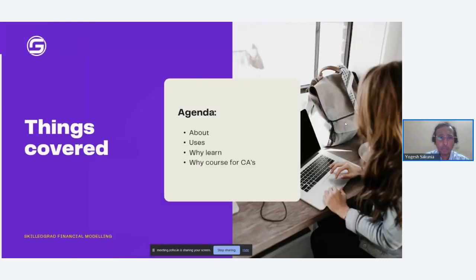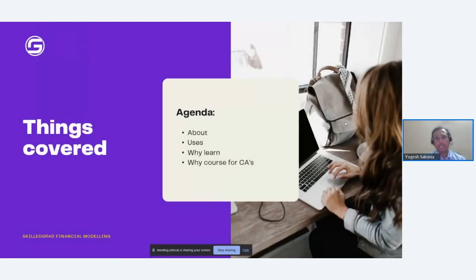So what is financial modeling? That is where we will start off, and then we talk about the usage of financial modeling. We'll also tell you why to learn financial modeling, and then we'll also quickly talk about why a separate course is required for a chartered accountant.